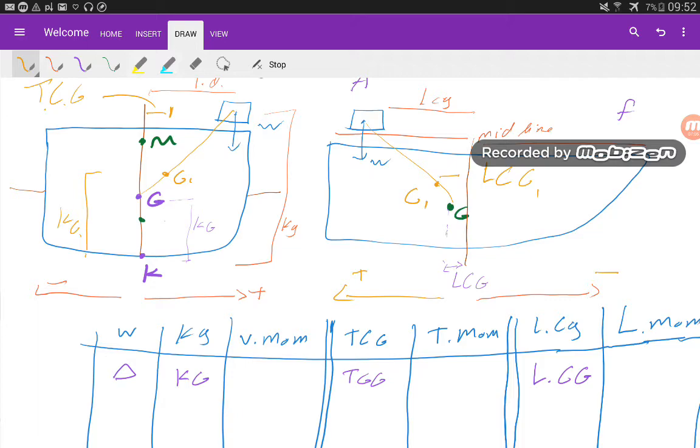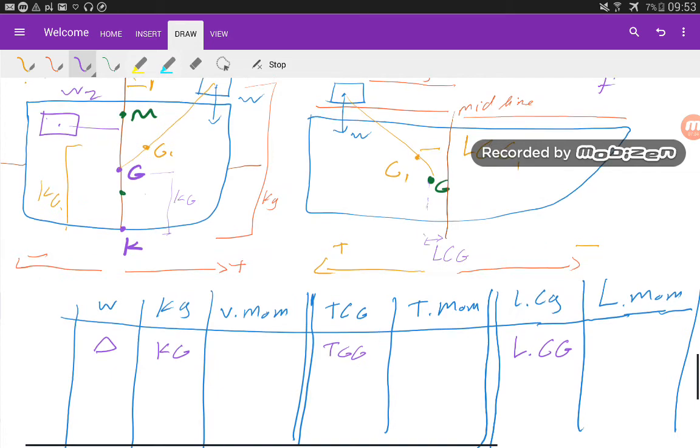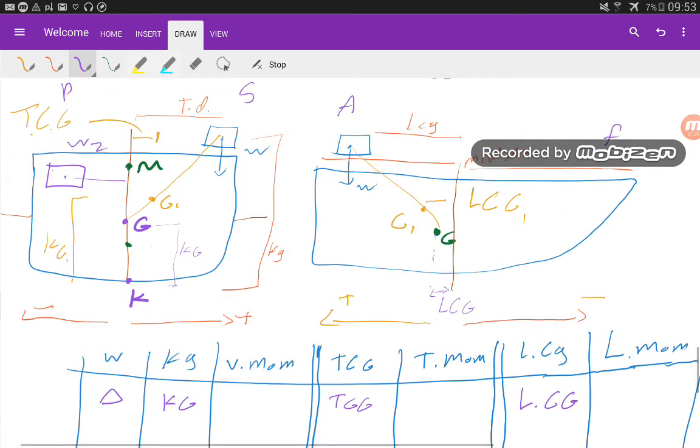So here in this example, the weight I added is on the starboard side, so the distance will be positive. If you are going to add another cargo here, W2, with its distance to the port, you have to consider it as negative. We will do practice on that one. And if the cargo is forward, the distance you have to consider as negative.